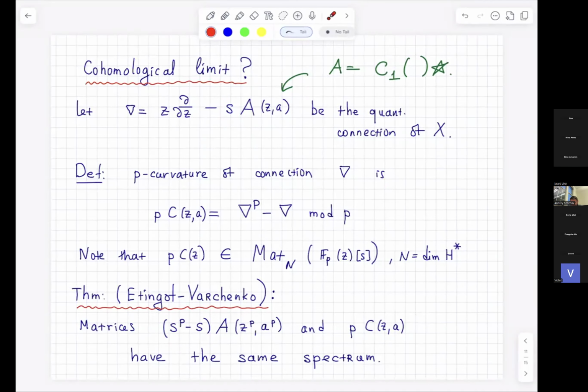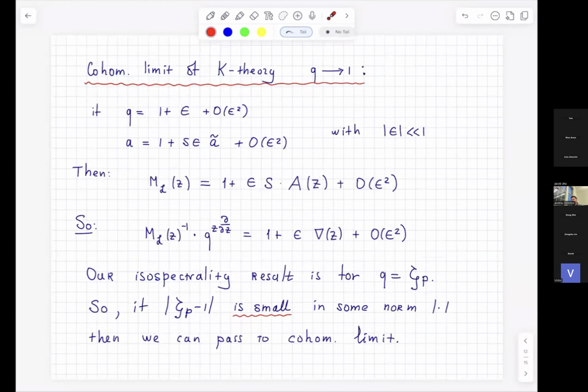This is isospectrality in K-theory, and indeed, this theorem is actually a cohomological limit of the isospectrality statement which I mentioned before. So let me explain how this theorem can be deduced from the theorem I mentioned before. For this I need to explain how the cohomological limit works. I guess this is something I also mentioned in the previous lecture.